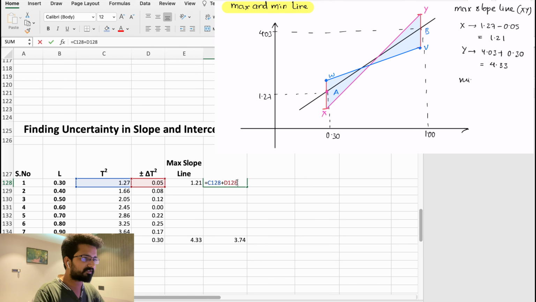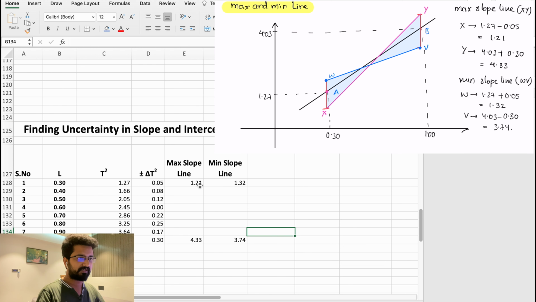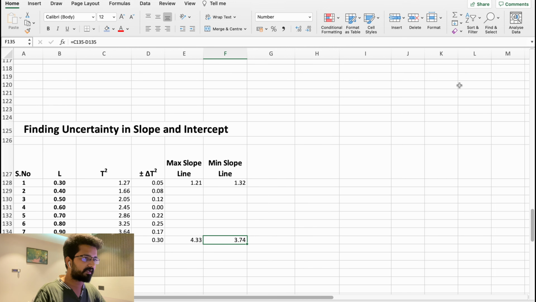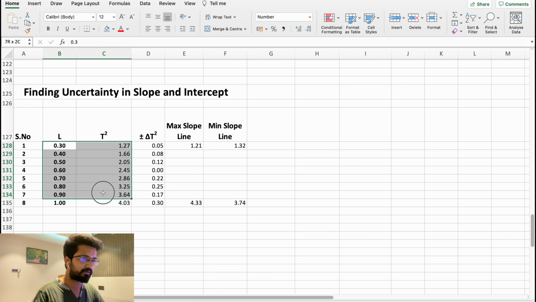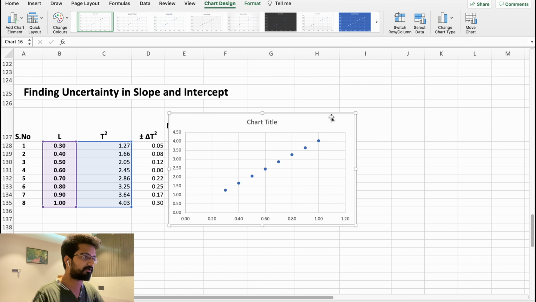Whereas for the minimum slope, similarly, I followed the same steps. I added the error bar length to T square for one coordinate, and subtracted the error bar length from T square for the other. So what I have over here are the coordinates: two coordinates for the max slope line, and similarly two coordinates for the minimum slope line. So let's go ahead and plot the max line and min line as well. For that, let me again plot a graph of L and T square. Click on insert, chart, scatter plot, yes.